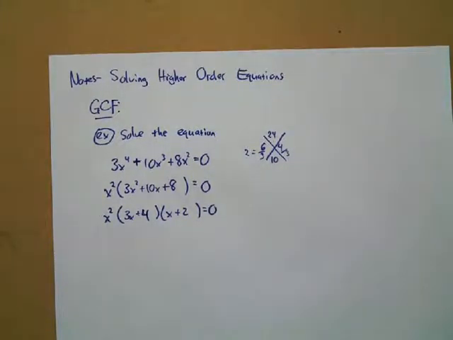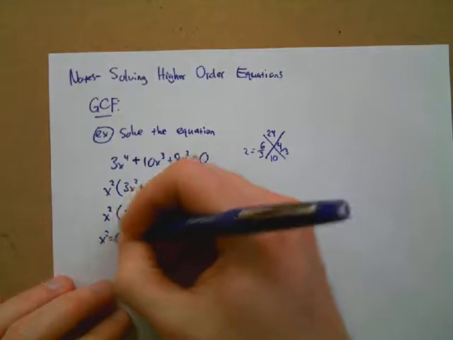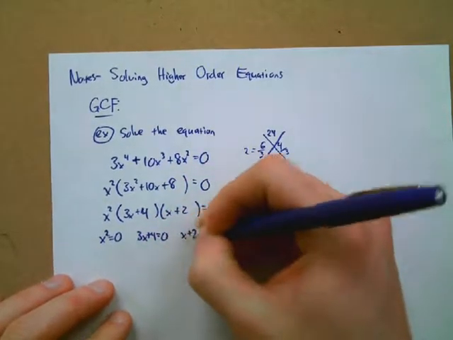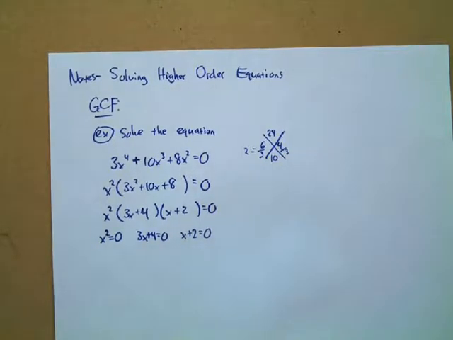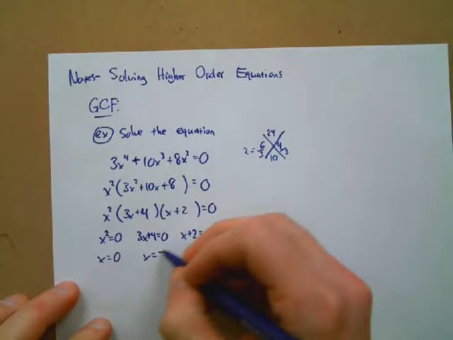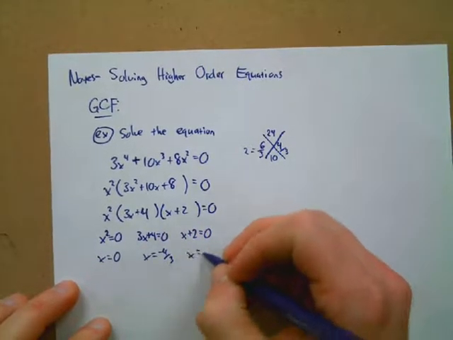All right. And so then, Brian, how do we finish solving here? What do we do? Yeah, so we set each one of these things equal to 0. So we get x equals 0, we get x equals negative 4/3, and we get x equals negative 2. And so those are our three solutions.